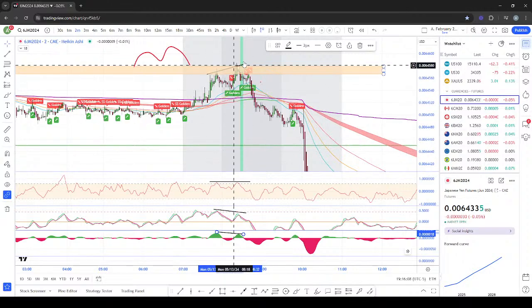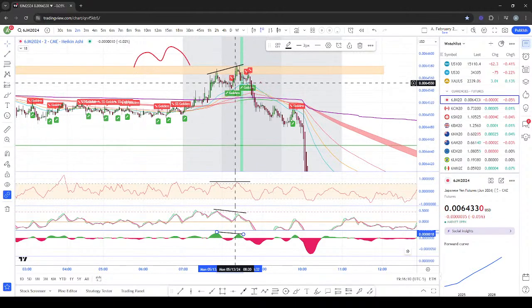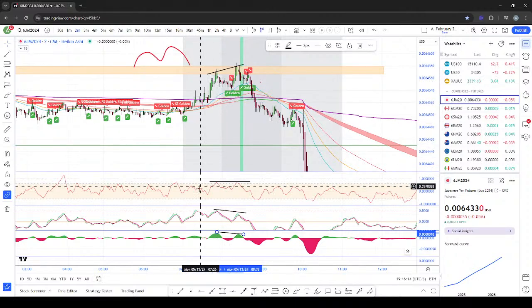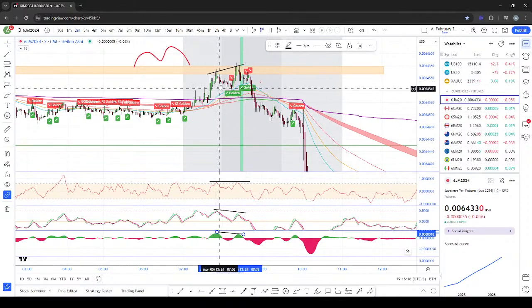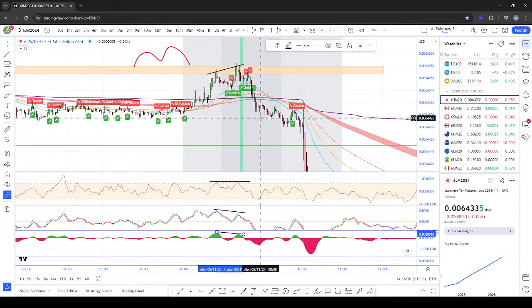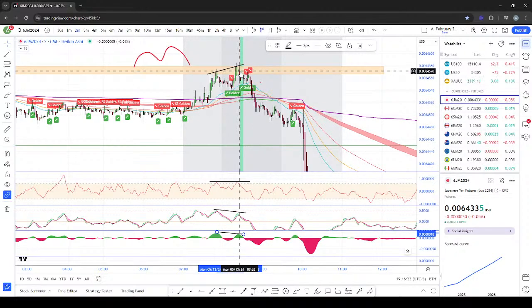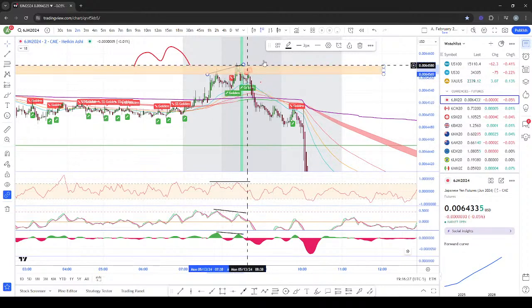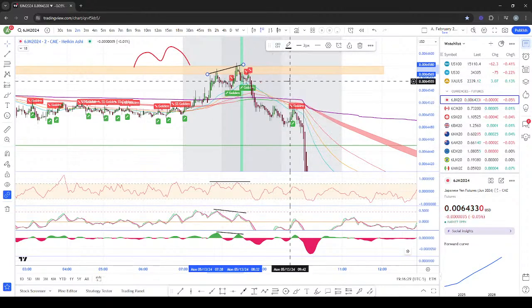So, once you train your eye to spot these divergences, it just makes it so much easier. You just have to practice. Just practice every day, at least 20 minutes a day. It doesn't matter what chart you're on, you find these patterns everywhere. Okay, so then we know this is a bearish divergence right in here.